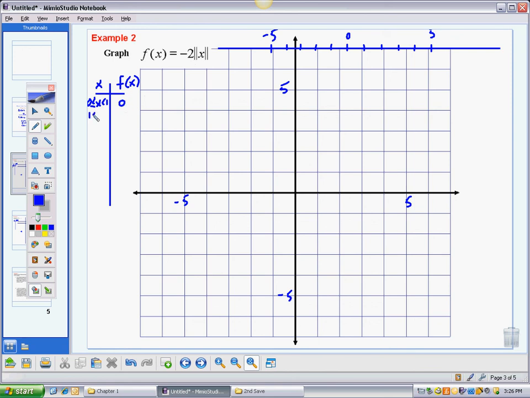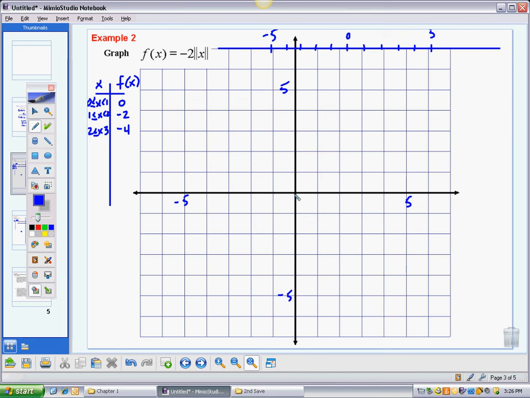Then at 1, up to 2, but not including 2, the greatest integer would give me out 1. And then 1 times negative 2 would be negative 2. And then I go from 2 up until 3, the greatest integer output would be 2, multiplied by negative 2 would be negative 4. Okay, so let's graph those.